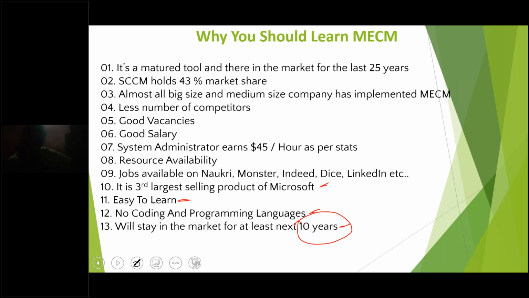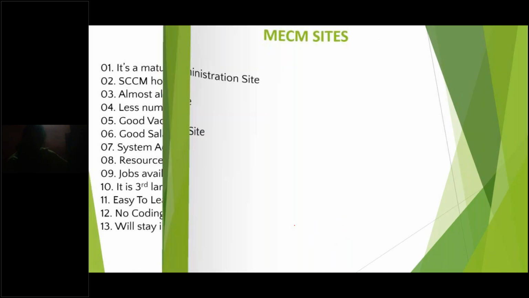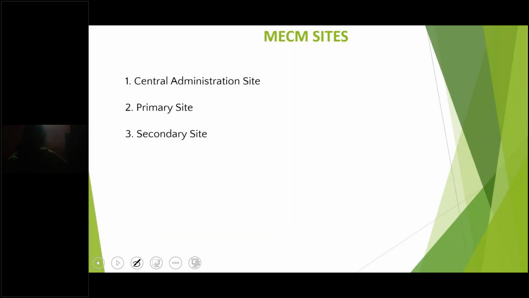So these are the factors why you should learn SCCM. SCCM is a good technology, and you have good salary, good vacancies, and resources are available almost everywhere. This product is being utilized, and it is easy to learn. You can try learning SCCM, guys. Now in SCCM we have three sites, in fact: central administration site, primary site, and secondary site. We will discuss these sites later on from the next session onwards.